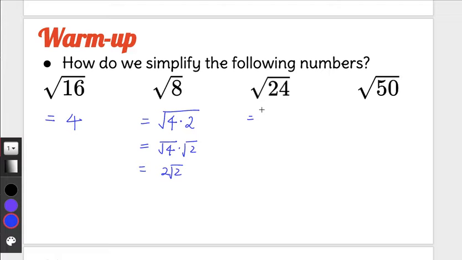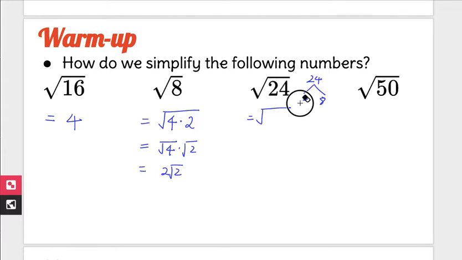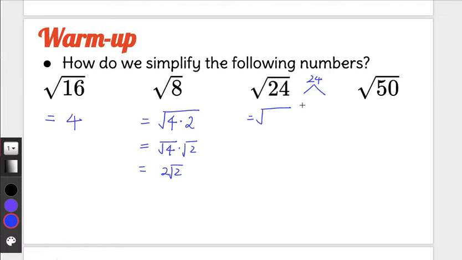Same thing here for 24. Some students might say, can I break it down as 3 times 8? In this case, it's probably not the best idea because whenever you break it down, you always want one of the numbers to be a perfect square number. With 3 times 8, none of them is a perfect square number. So that's not so great. Instead of 3 and 8, I can break it down as 4 and 6. We are doing exactly the same thing here. So the breakdown is radical 4 times radical 6, and then 2 radical 6.